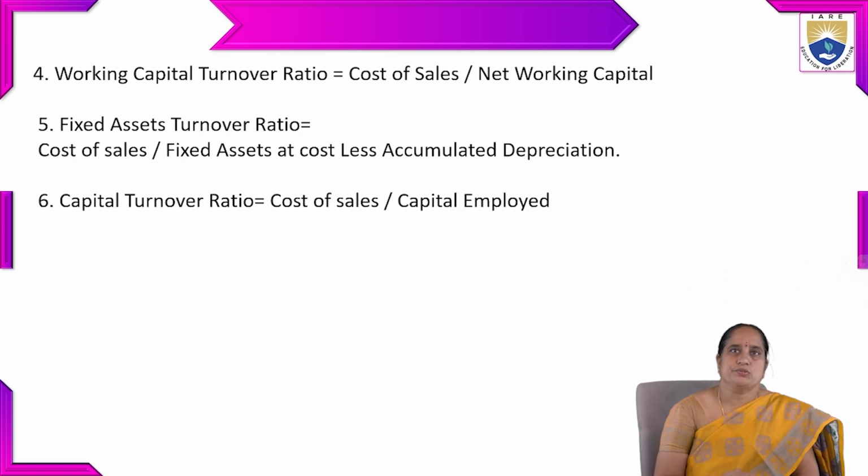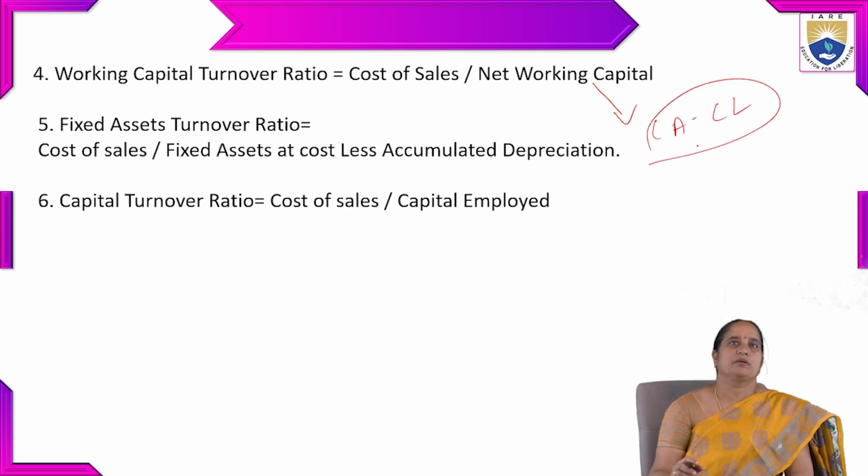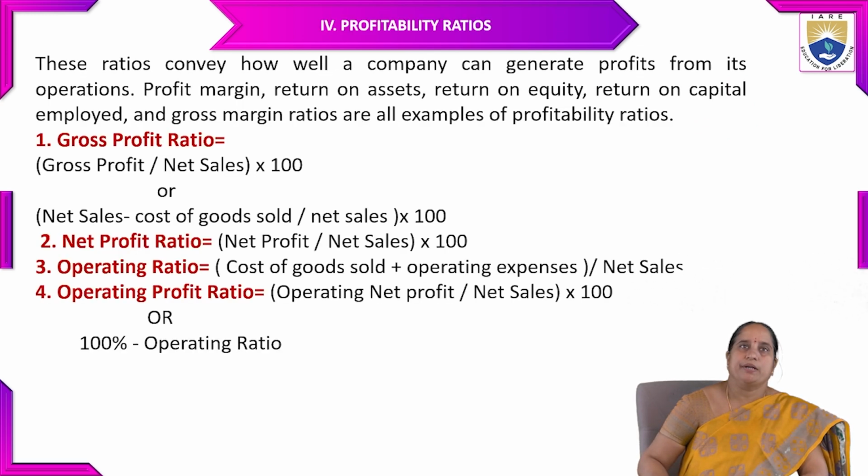Working capital turnover ratio. It can be derived by using the formula cost of sales divided by net working capital. So net working capital can be calculated. It is the difference between current assets minus current liabilities. So that is known as net working capital. Then in the same manner we have to calculate fixed asset turnover ratio, which is equal to cost of sales divided by fixed assets at cost less accumulated depreciation. And next one, capital turnover ratio is equal to cost of sales divided by capital employed.